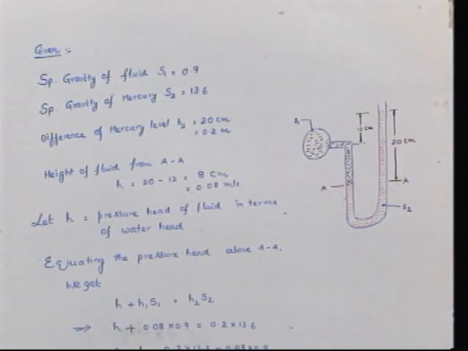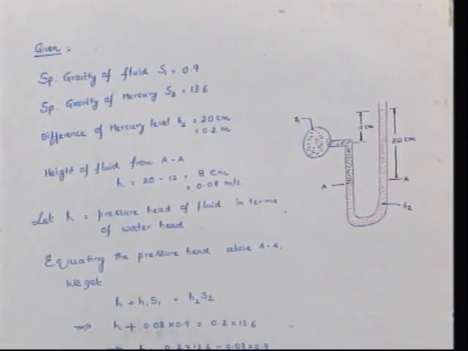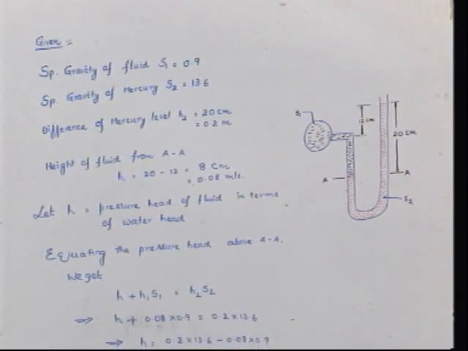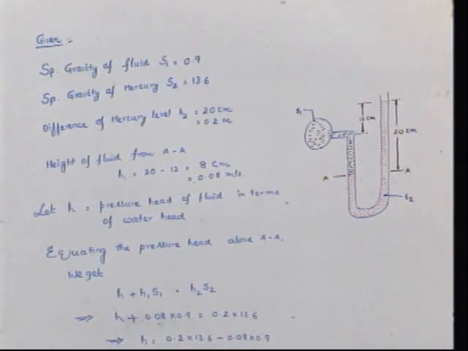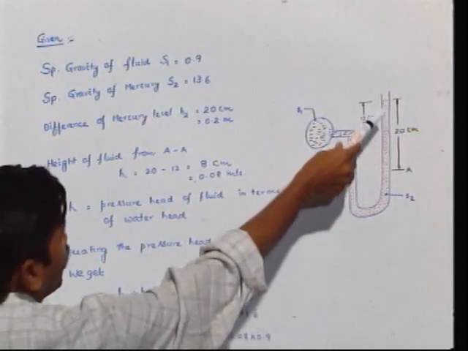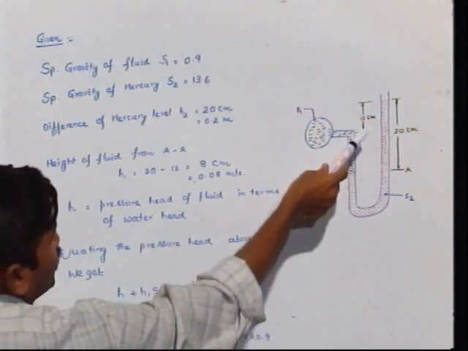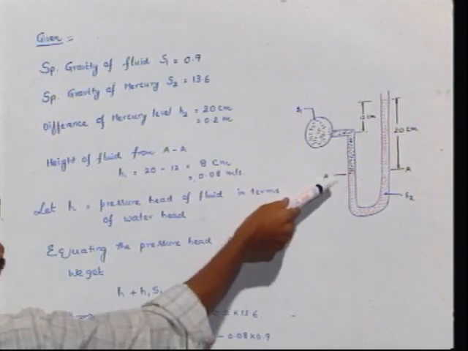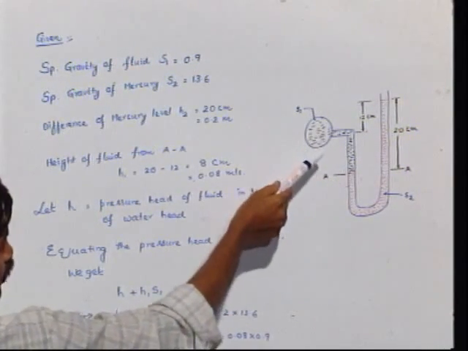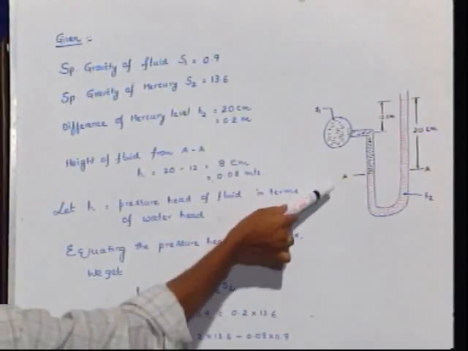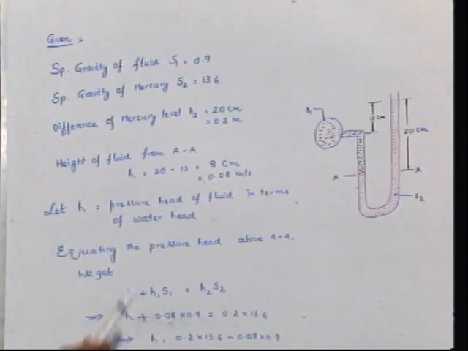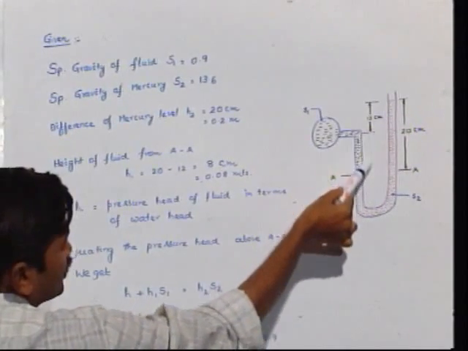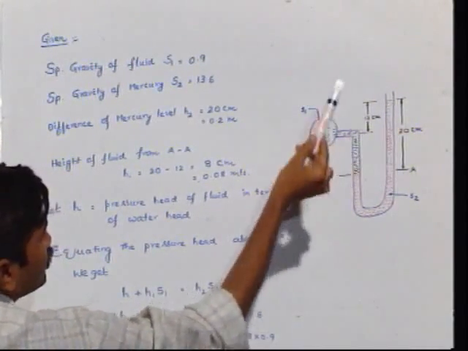Now it is given that specific gravity of fluid S1 is 0.9 and specific gravity of mercury S2 is 13.6, and difference of mercury level H2 is given as 20 centimeters, and it is also given that from the mercury level to this pipe it is 12 centimeters. But we are interested in finding out the distance between the datum line to the fluid level. So height of fluid from A-A will be H1 equal to 20 centimeters minus 12 centimeters, which will give 8 centimeters.